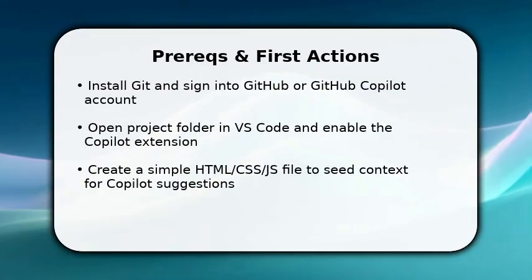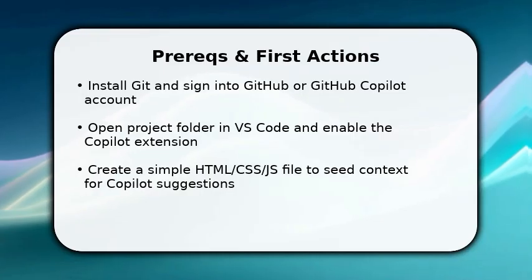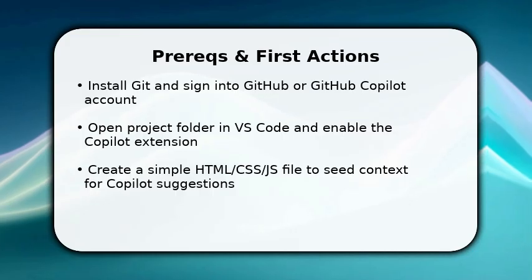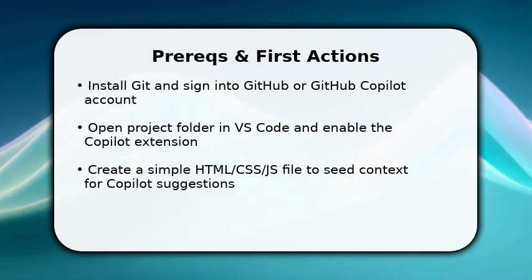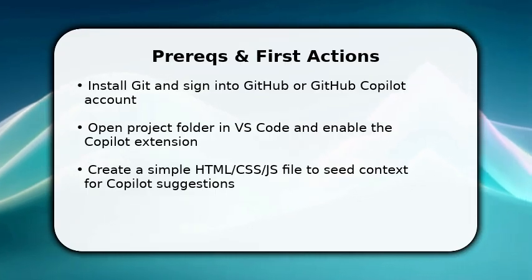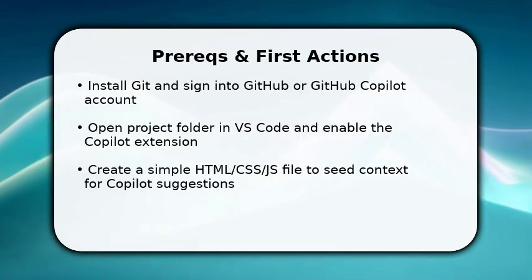You start by confirming prerequisites and then take the first actionable steps. Open VS Code, sign into your GitHub account, and enable the Copilot extension. Once done, open your web project folder and create a basic index.html and script.js so Copilot has context. Make sure Git is initialized so Copilot can reference the repo.